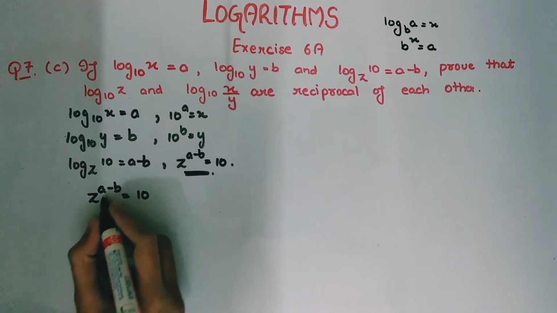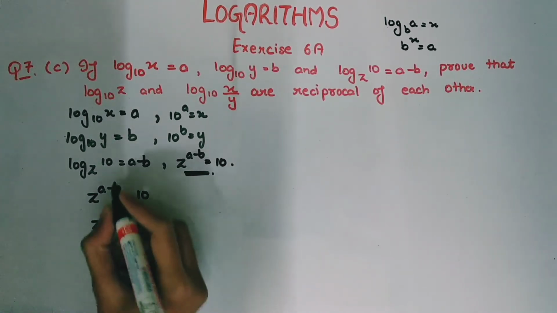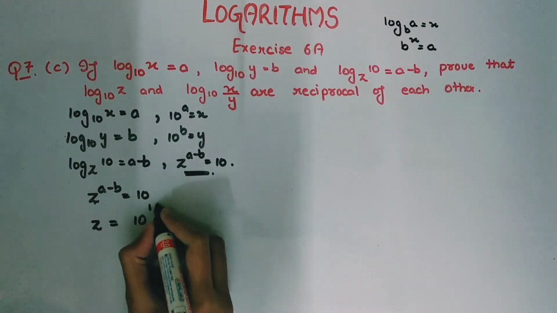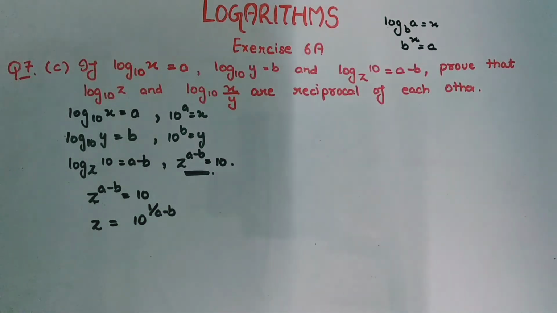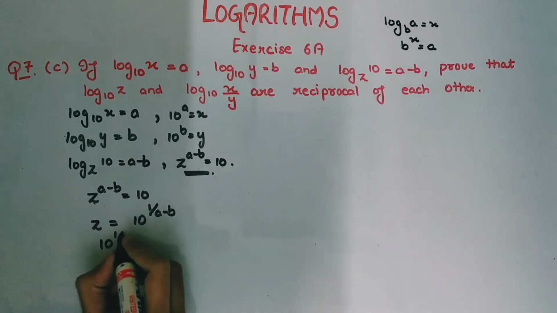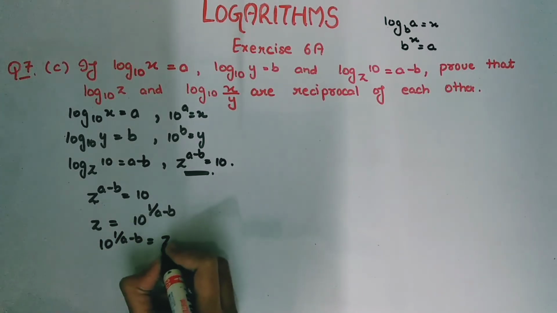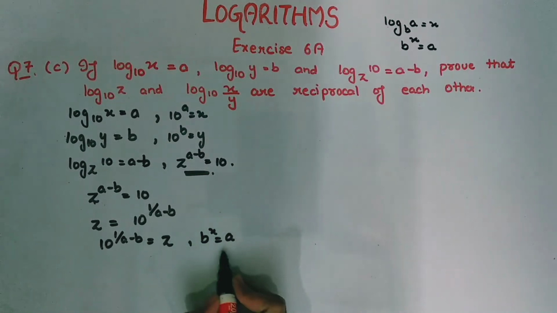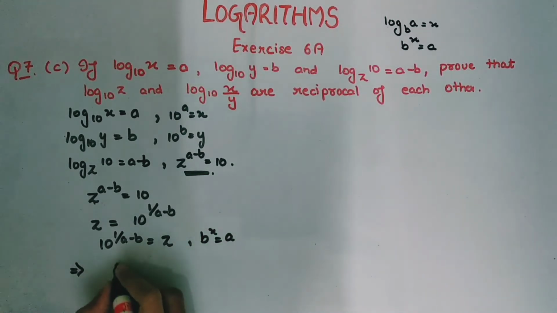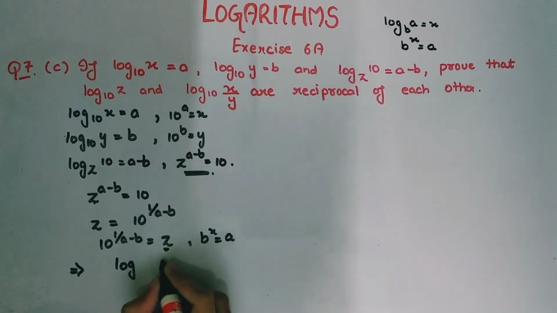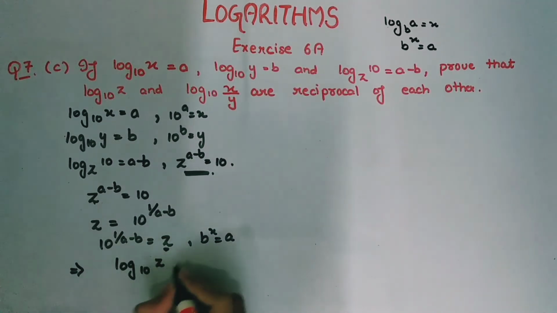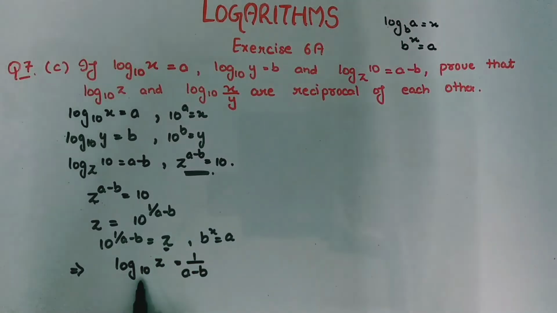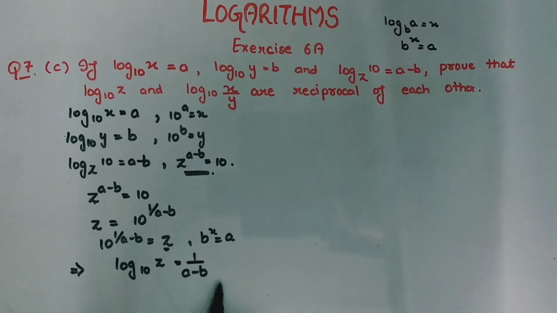Now we take this equation, z raised to power a minus b, which is equal to 10. Here z has the power a minus b. On the opposite side, this will be 1 divided by a minus b. That means 10 raised to power 1 divided by a minus b is equal to z. This is the exponential form of a logarithm. In the logarithm form, log of z to base 10 is equal to 1 divided by a minus b. So log of z to base 10 is 1 upon a minus b.